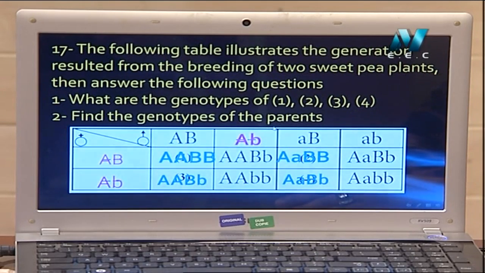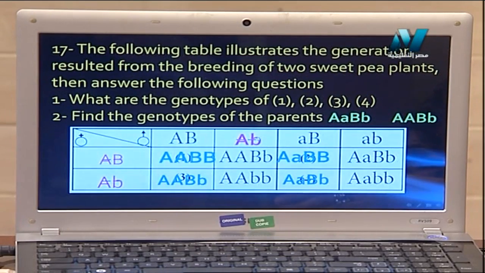Find the genotype of the parents here. The genotype here for these gametes will be capital A small a, capital B small b, producing 4 gametes. And the second one, capital A capital B small b.